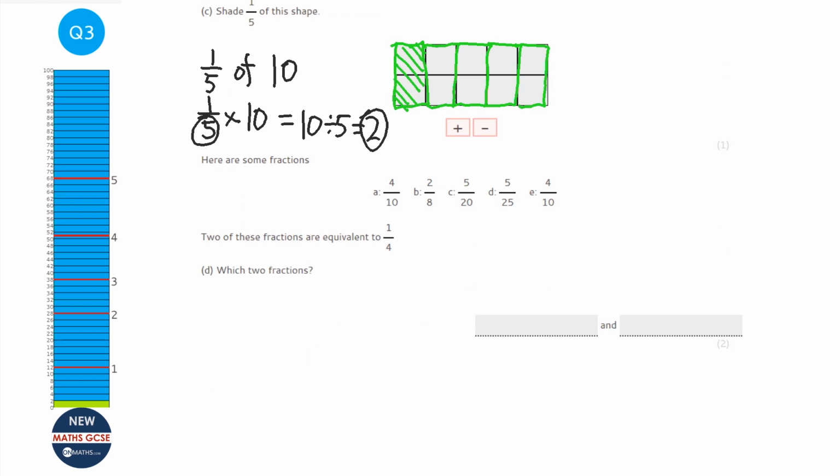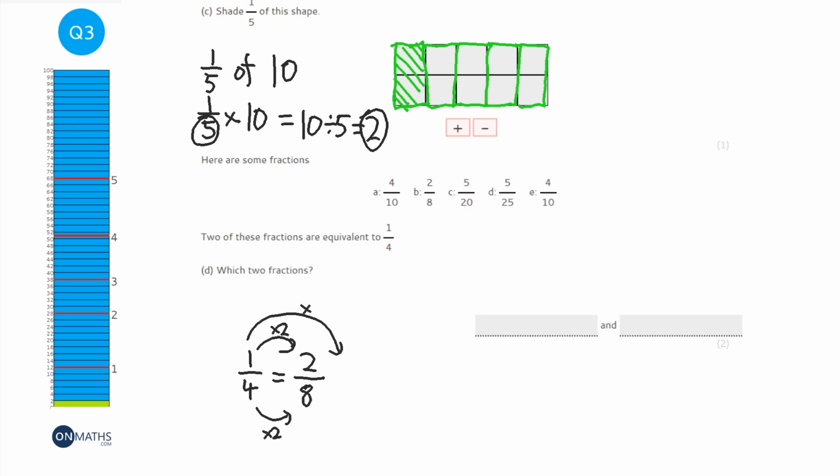And the last question says, write down the fractions there that are equivalent to a quarter. Well, a nice easy way of starting this question off is just write down things that are equivalent to a quarter. So what I'm going to do is I'm going to times top and bottom of this fraction by 2. So 2 over 8. So I've times them by 2. Then I'm going to times them by 3.